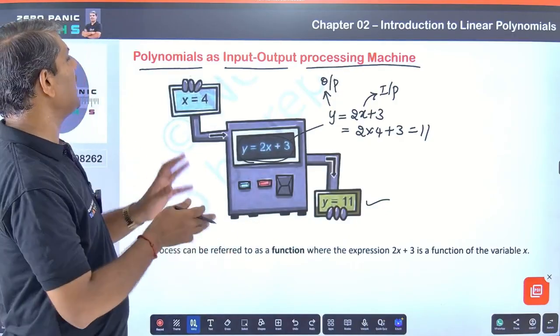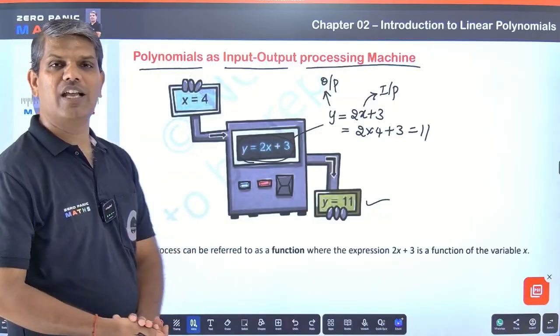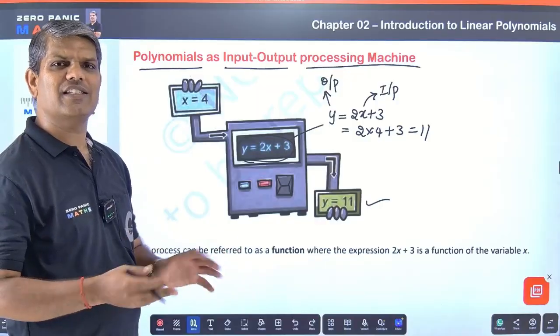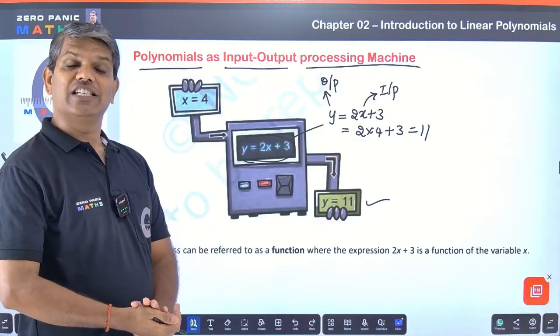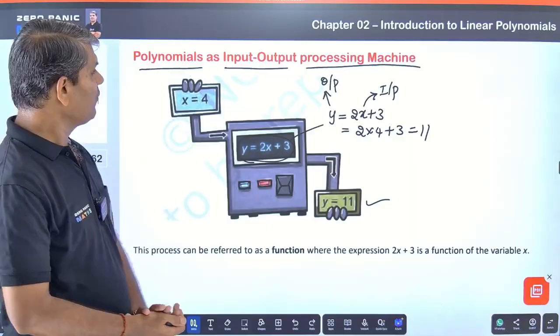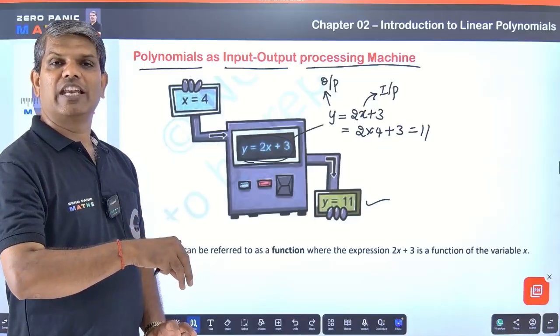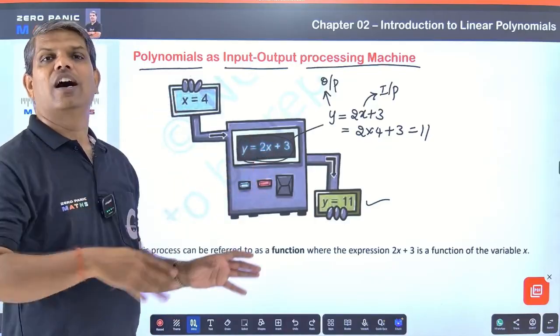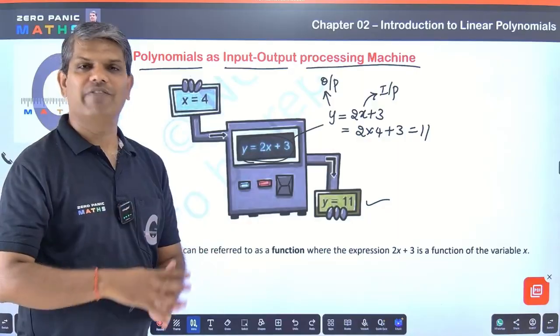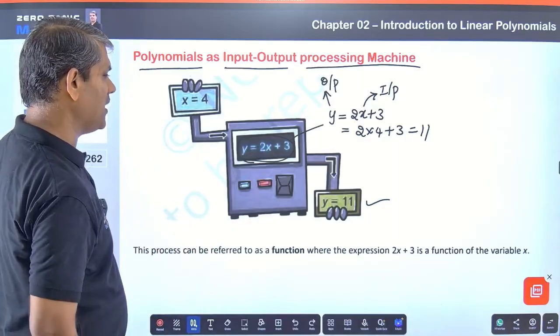So linear expressions or linear polynomials, and in general any polynomials, can be considered as input output processing machines. You put in the value of the variable, that is the input, and get the output as the expression's value. Okay, this is a simple example of that.